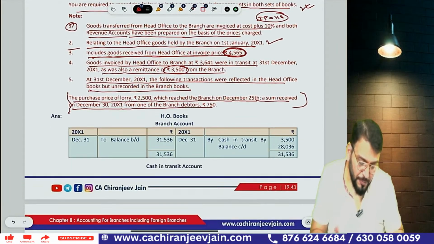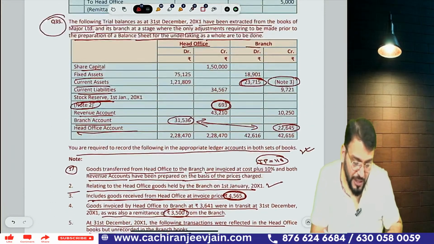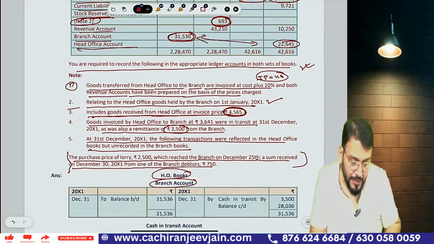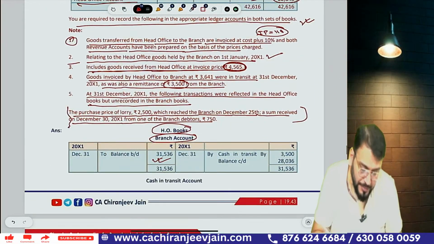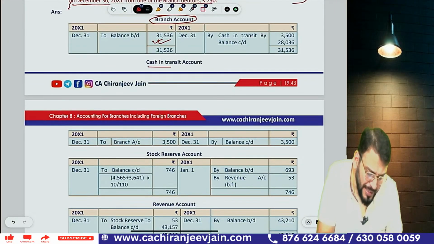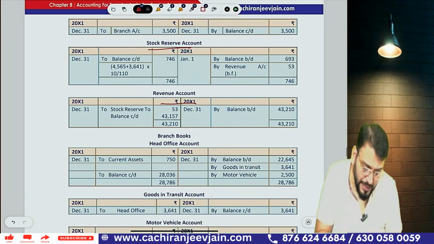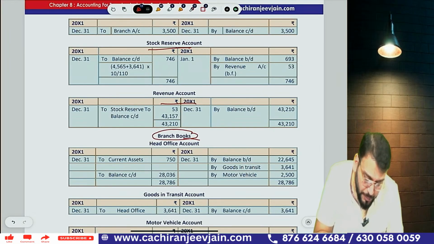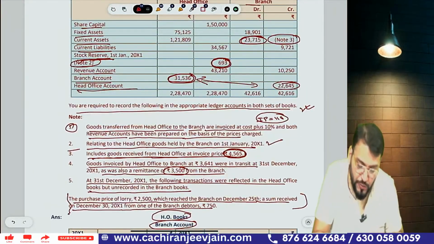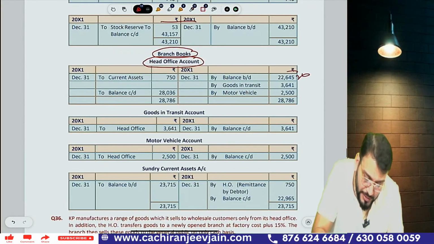Correct. So you can see we need to prepare the branch account in the head office books. What is the balance? You can see 31536. It is a debit balance. So they have written the balance brought down. Then they have prepared cash in transit, stock reserve account, revenue account. Now this I will explain. Then in the books of branch, we need to prepare the head office account. The head office account is coming to how much? It is 22645. So they have written 22645. Check, 22645. This you have understood.